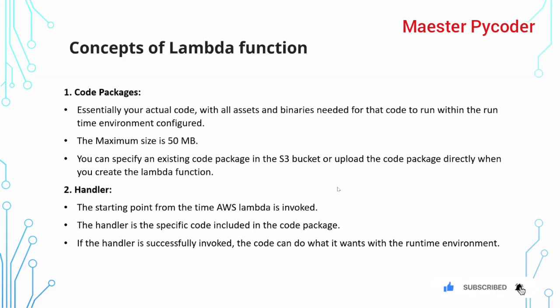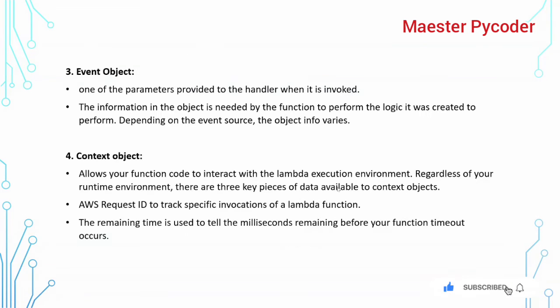Handler. The starting point from the time AWS Lambda is invoked. The handler is the specific code included in the code package. If the handler is successfully invoked, the code can do what it wants with the runtime environment. Event object. One of the parameters provided to the handler when it is invoked.